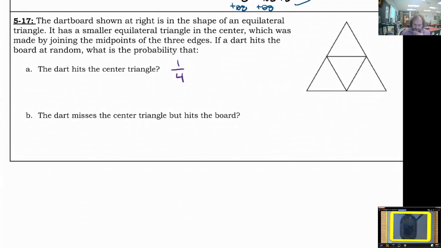The next question, what's the chance that a dart misses the center triangle but hits the board? So it lands either here or here or here. It's a Triforce there for you Zelda fans. Well, that's 3 out of 4. I mean, there's not much more to say about that, and that's what the answer is.